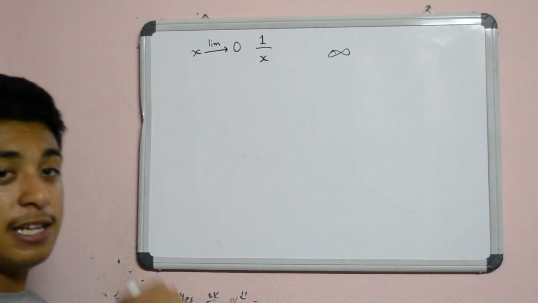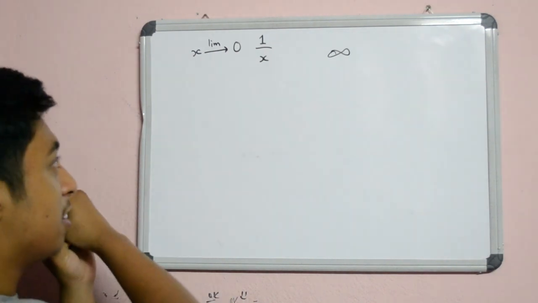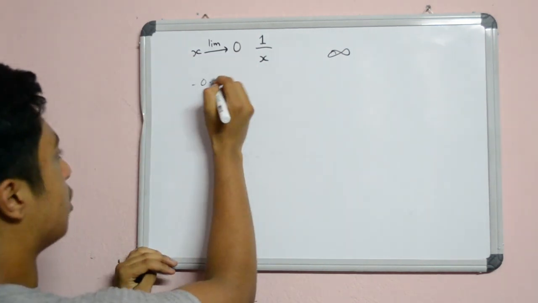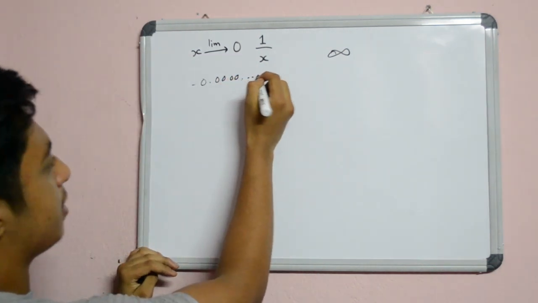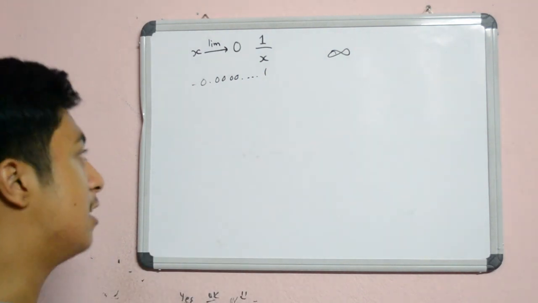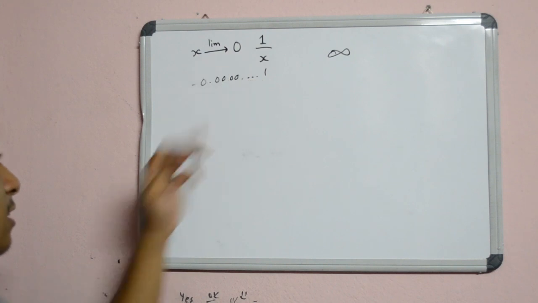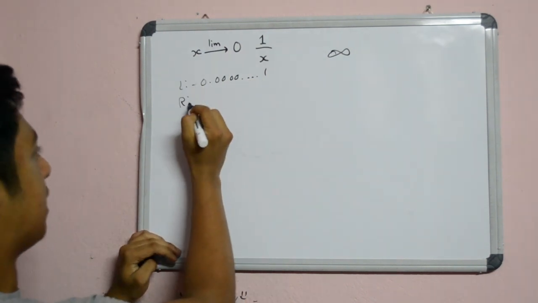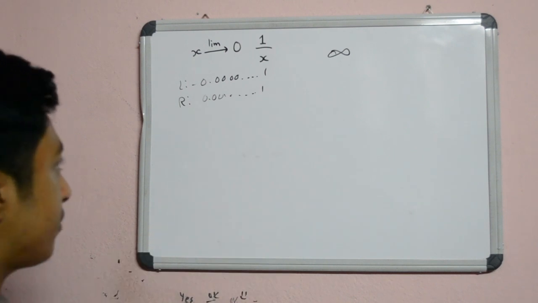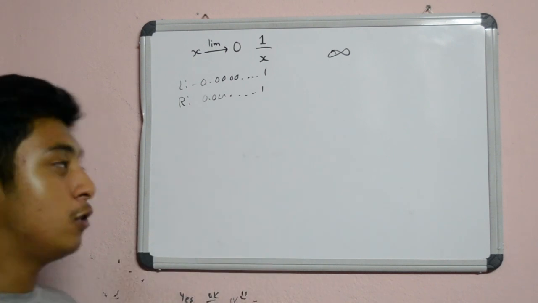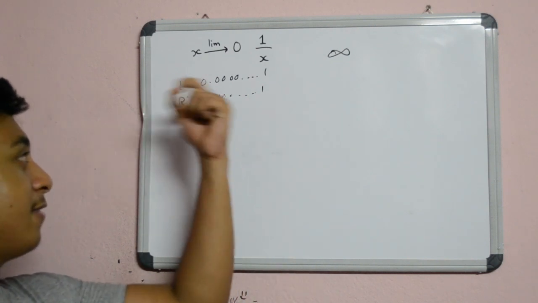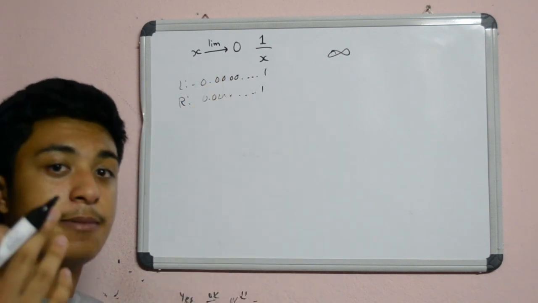One for the left hand limit, which means the number is approaching from the left hand side of the 0, which is negative 0.0000, so on, and in the end you have 1. Technically there is no end, but let's not go too far. And this is the left hand limit. And for the right hand limit, it's just a positive version. It's 0.001. Now you need to be careful when some variables tend to 0, because the left hand limit will be negative and the right hand limit will be positive.